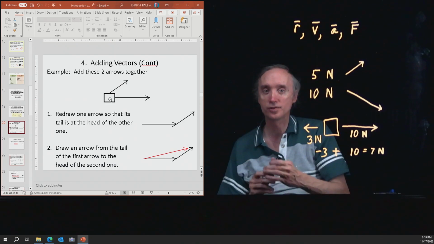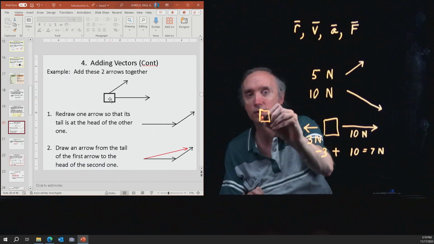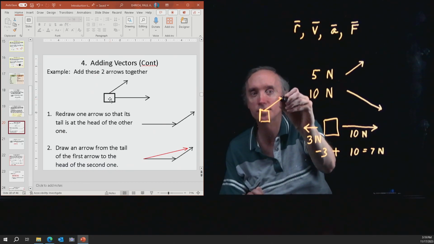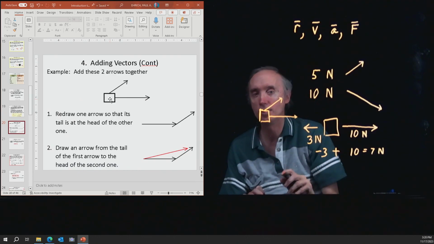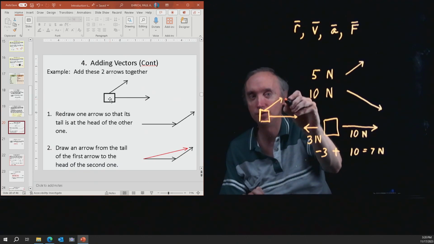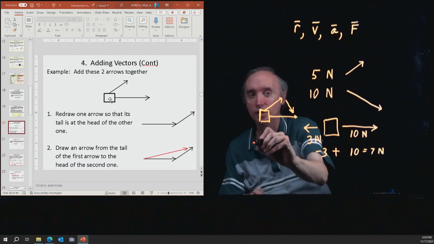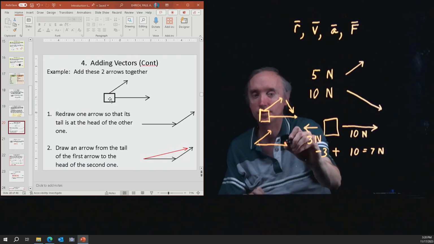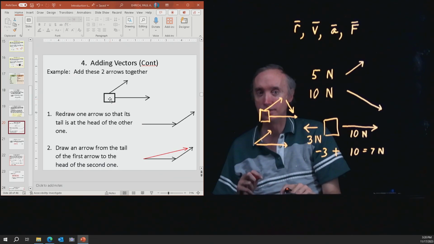Now, let's just reproduce this over here. So we got the box, and then we got a force that's going off like this, and then we got a force that's going off like this. So under no circumstances do you do that. Okay, that's not right, because what you've just done is you had this arrow and you put it like this. So you just put them tail to tail. That's not going to work. You have to put them head to tail.